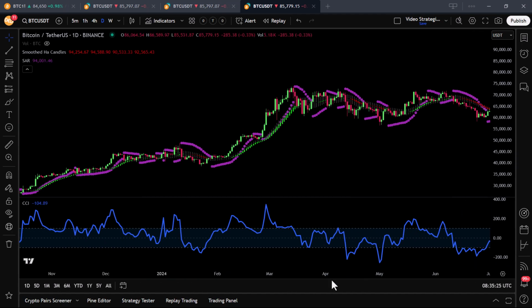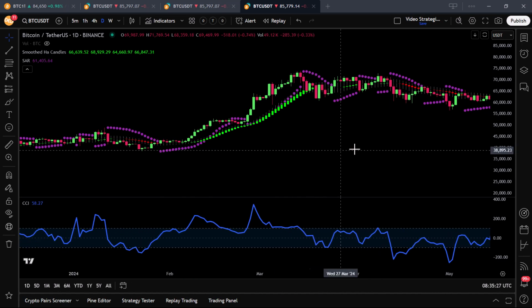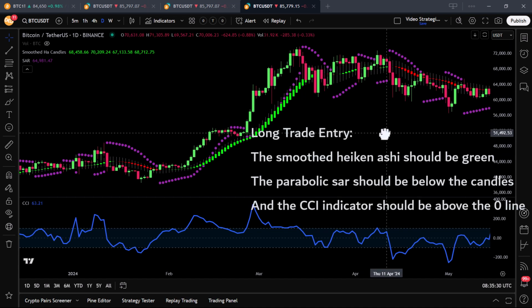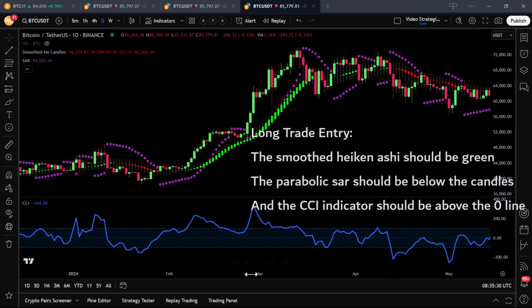So instead of using candle information for entry signals, I'll simply stick to these three simple rules for long trades. The smooth Heiken-Ashi should be green, the parabolic SAR should be below the candles, and the CCI indicator should be above the zero line.